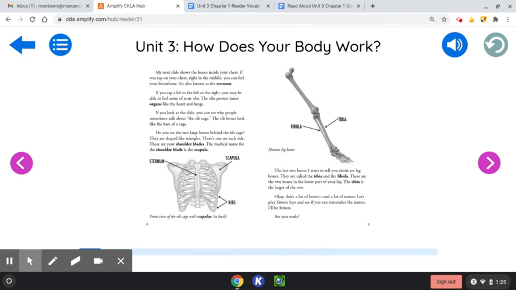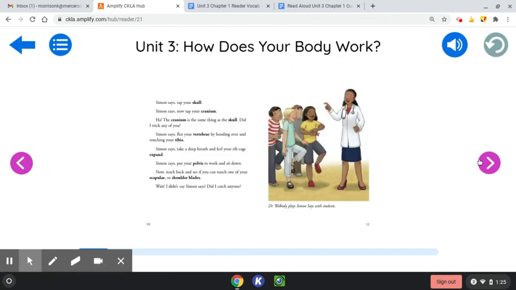Let's play Simon Says and see if you can remember the names. I'll be Simon. Are you ready? Okay, let's turn the page. Simon says tap your skull. Simon says now tap your cranium. Ha! The cranium is the same thing as the skull. Did I trick any of you?